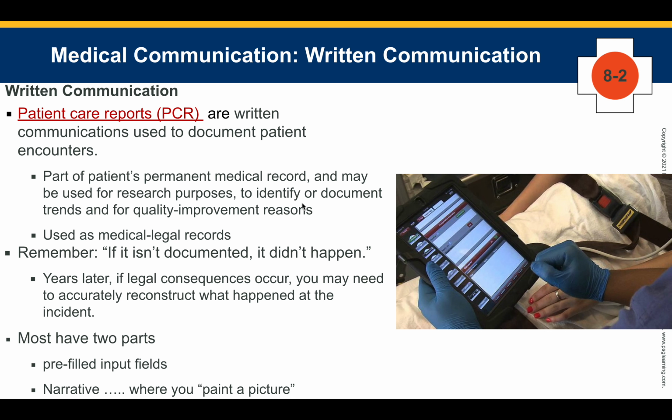And you've got to remember, we talk all the time in medicine, not just emergency medicine, but in all medicine, that we are a scientific field, right? Everything we do is based on data.